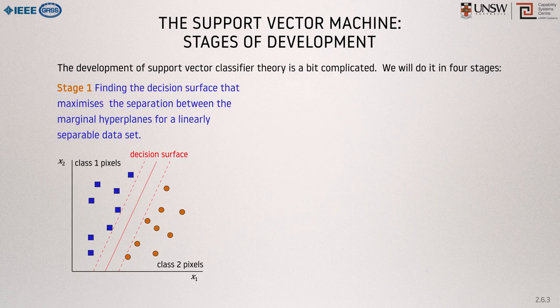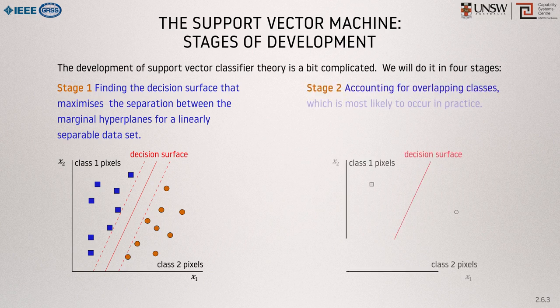The first two steps are shown here. One is to find the optimal decision surface on the assumption that the classes are linearly separable. The second is to accept the fact that most datasets will not be perfectly separable, and that we will have to adjust our training process to accommodate the fact that there will be some class overlap, as seen on the right-hand diagram.